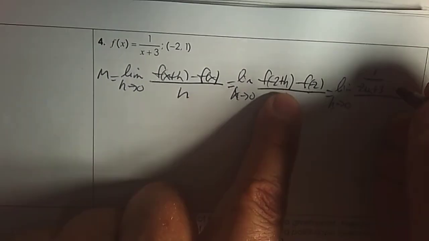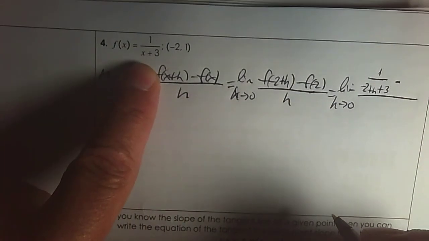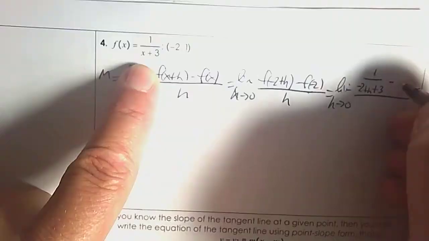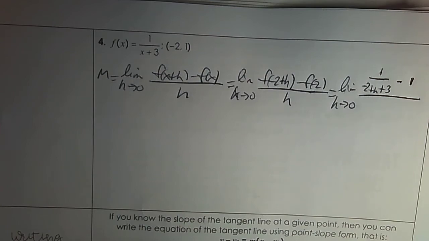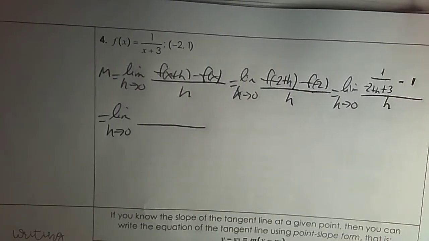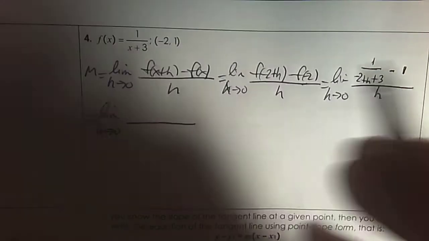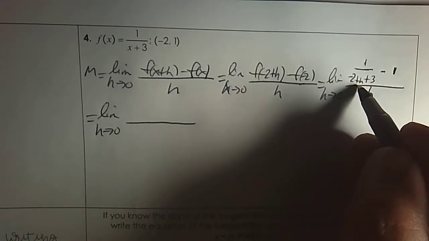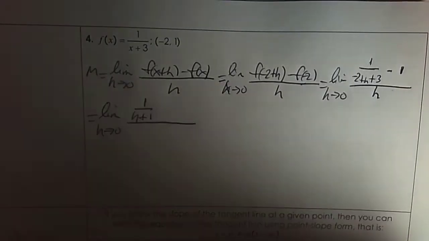Same thing here, subtract, plug in negative 2. And negative 2 plus 3 is 1, and 1 divided by 1, that just gives you 1. And that's over h. Keep going. Each step should feel like it's going to get a little easier. This is going to be the toughest step. Can you make common denominators? Well, if I combine like terms here, this is h plus 1. So it's 1 over h plus 1.